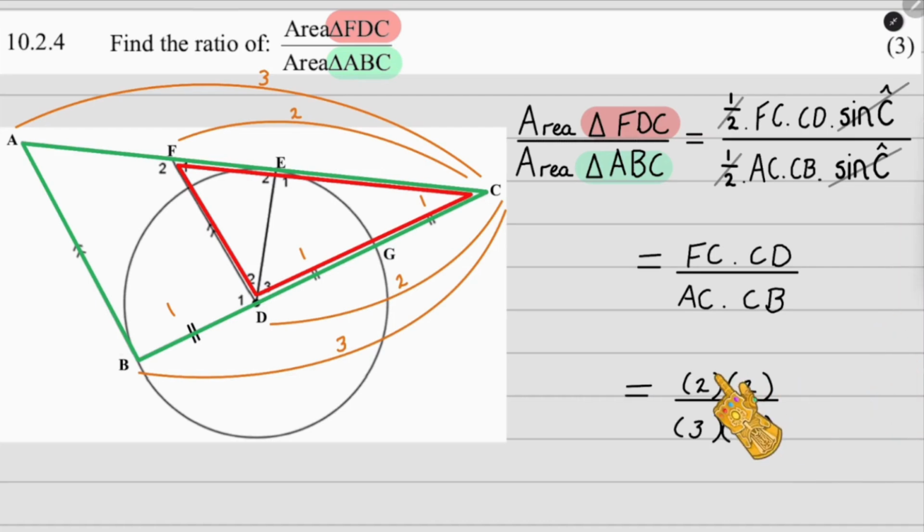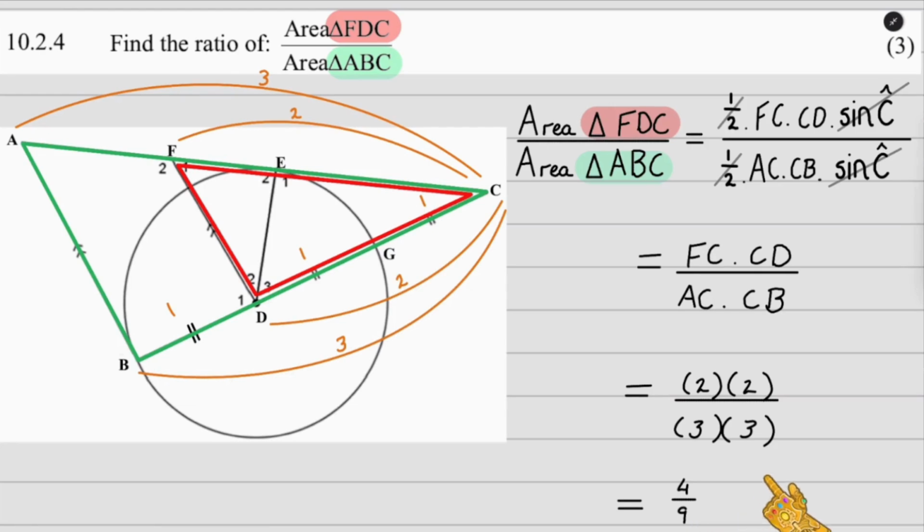And after I do that, 2 times 2 is 4, 3 times 3 is 9. And we have officially wrapped up this question with a nice little bow and tie, my baby. Okay, so the area of triangle FDC over the area of triangle ABC equals 4 over 9. That is the final answer.